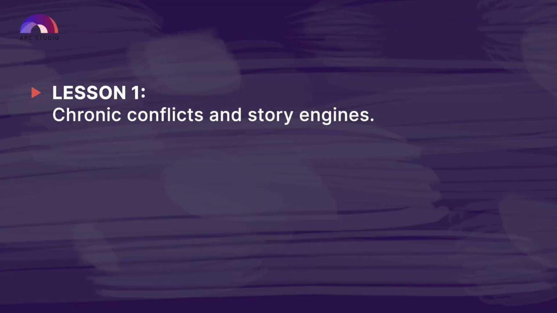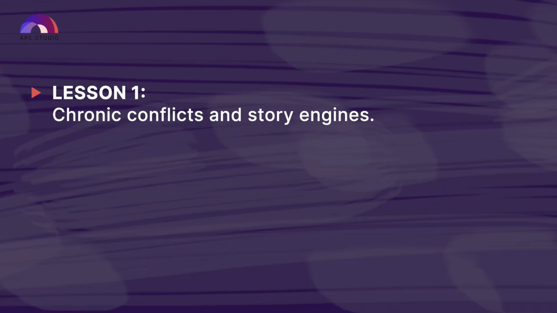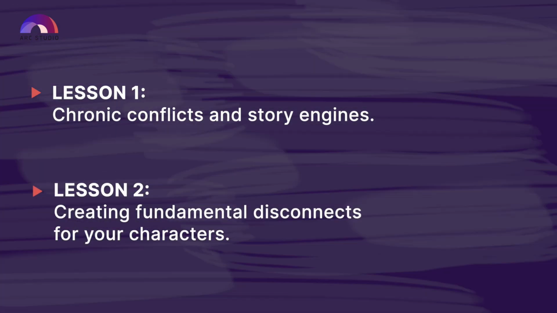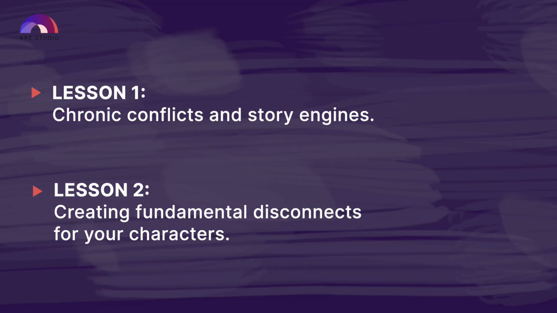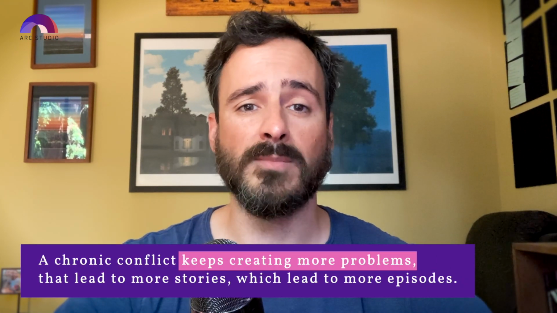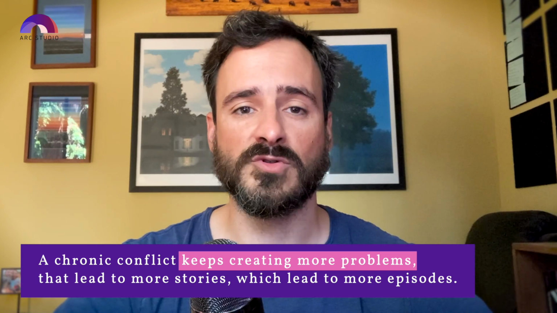In the first lesson, we learned about chronic conflicts and story engines, and in the second lesson, we learned about a fundamental disconnect for your characters. If you haven't watched those lessons yet, I recommend checking them out, but here's a quick refresher on those three concepts. A chronic conflict, or an unresolvable conflict, is the kind of conflict that doesn't just get resolved once and then it's over, like in a movie. It's a conflict that keeps creating new problems, which then keeps creating new stories.